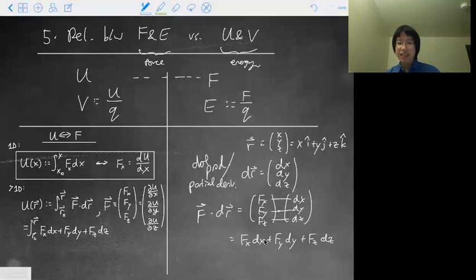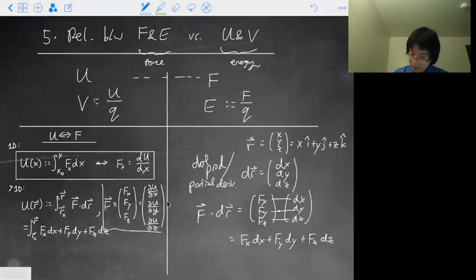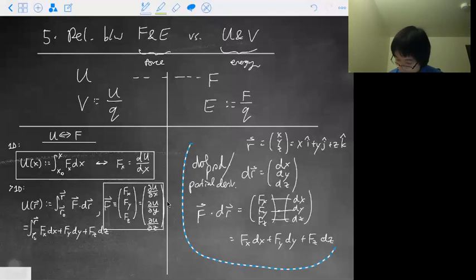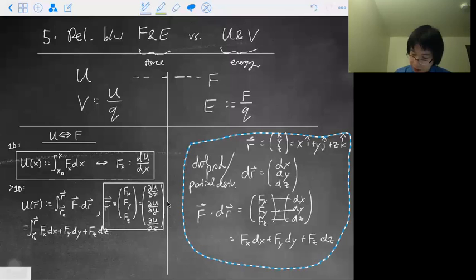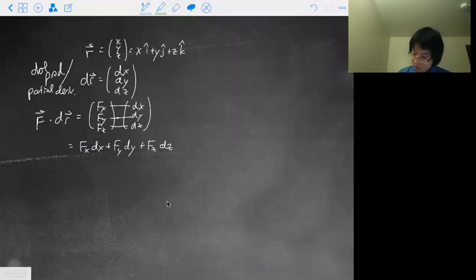All right, so this is the relationship between U and F. I'm going to put a box around this. Maybe I will put this in the next slide. I want to put something else side by side, which is the relationship between V and E.